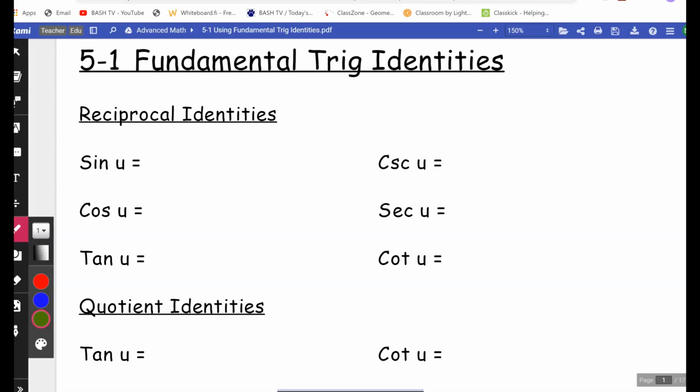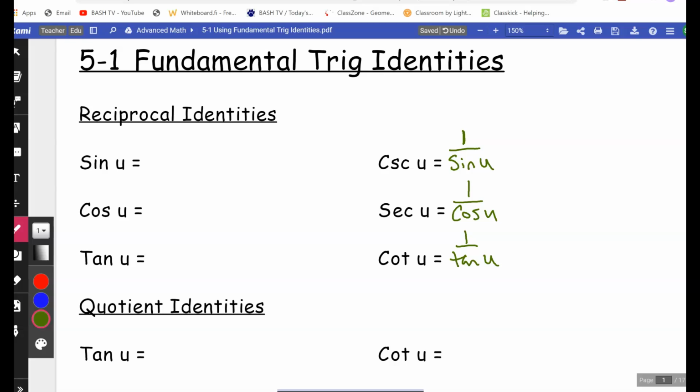The first set of identities are called the reciprocal identities, and like I said, these you kind of already know. And I'm actually going to start with the cosecant one. For example, cosecant is equal to the reciprocal of sine, which we write as 1 over sine of u. That's a reciprocal. Okay. And secant, of course, we know is 1 over cosine u. And cotangent would be 1 over tangent u. All right, so they're reciprocals.